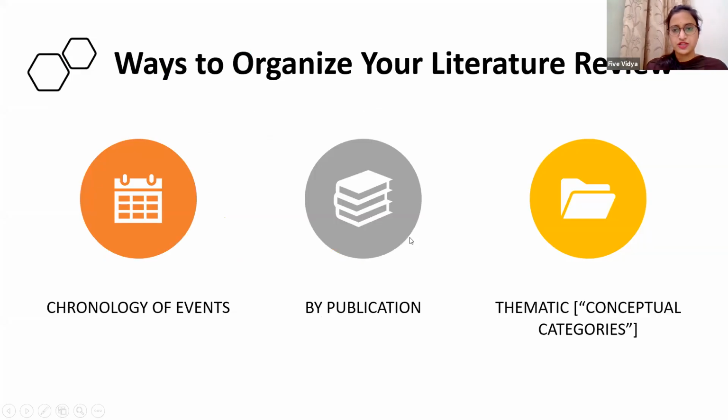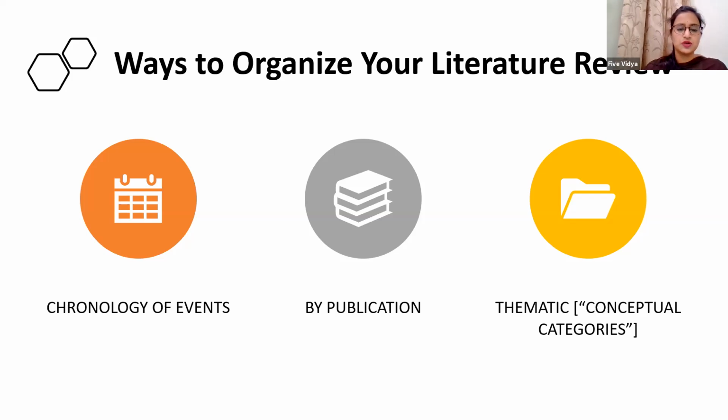So I'm now moving to the next part of the presentation: once you have the literature review, how you can present it, how you can organize your literature review. There are three ways in which you can organize. One is the chronology of events. The second is the publication, and the third is the thematic or the conceptual categories.